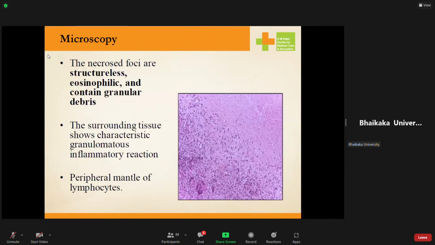The necrotic foci on microscopic examination look like a structureless eosinophilic granular appearance, and the surrounding blue dots are the lymphoplasmacytic infiltrate, and here some giant cell formation is seen. And this is the tuberculous granuloma, in which we can see the central area of caseous necrosis on microscopic examination, and on gross examination it appears cheesy and necrotic.